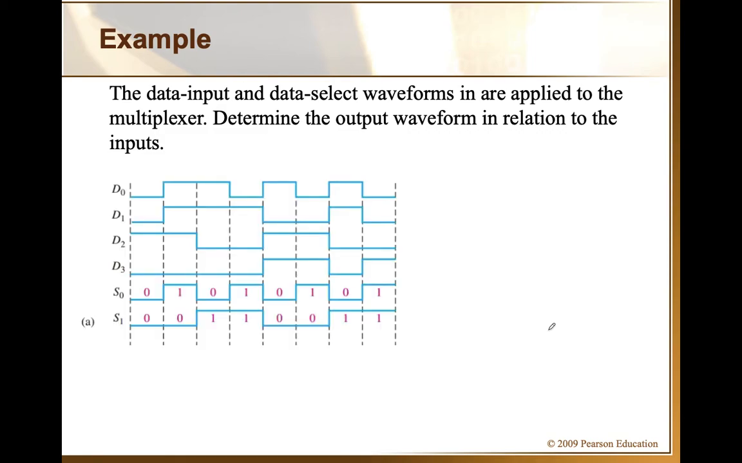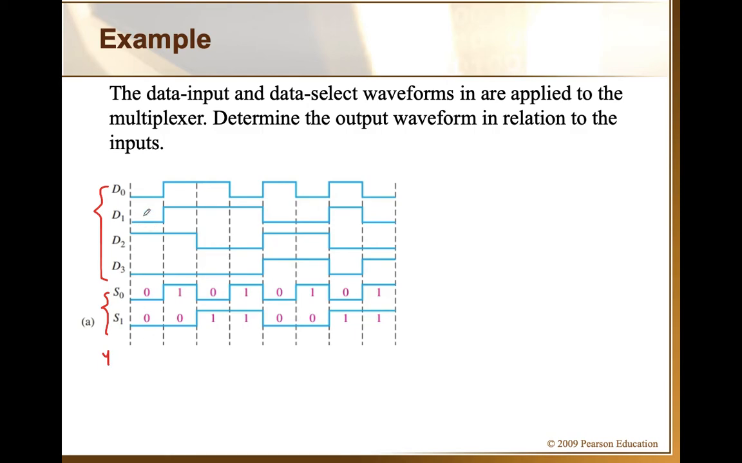Now there's a timing diagram here, and it's a very interesting way to explain the concept. Now let's have a look. Here, D0, D1, D2, D3 are our data lines, and these are my select lines. So the data has been provided on the select lines, and the data has been provided on the data lines. Now we have to decide what will be the output. This is my output here. What should the output be?